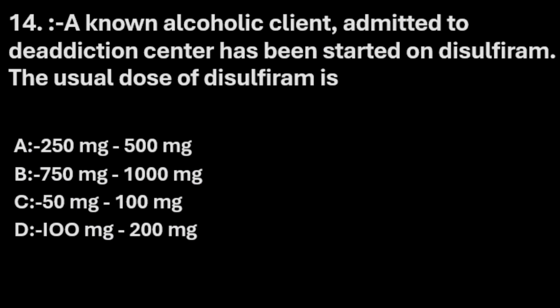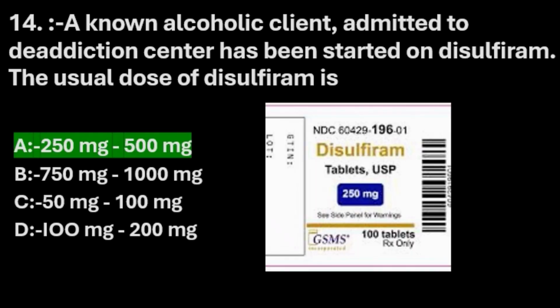Next question. A non-alcoholic client admitted to de-addiction center has been started on disulfiram. The usual dose of disulfiram is option A, 250 mg to 500 mg, option B, 750 mg to 1000 mg, option C, 50 mg to 100 mg, and option D, 100 mg to 200 mg. The right answer here is option A, 250 mg to 500 mg. Disulfiram standard dose is 250 mg up to 500 mg.